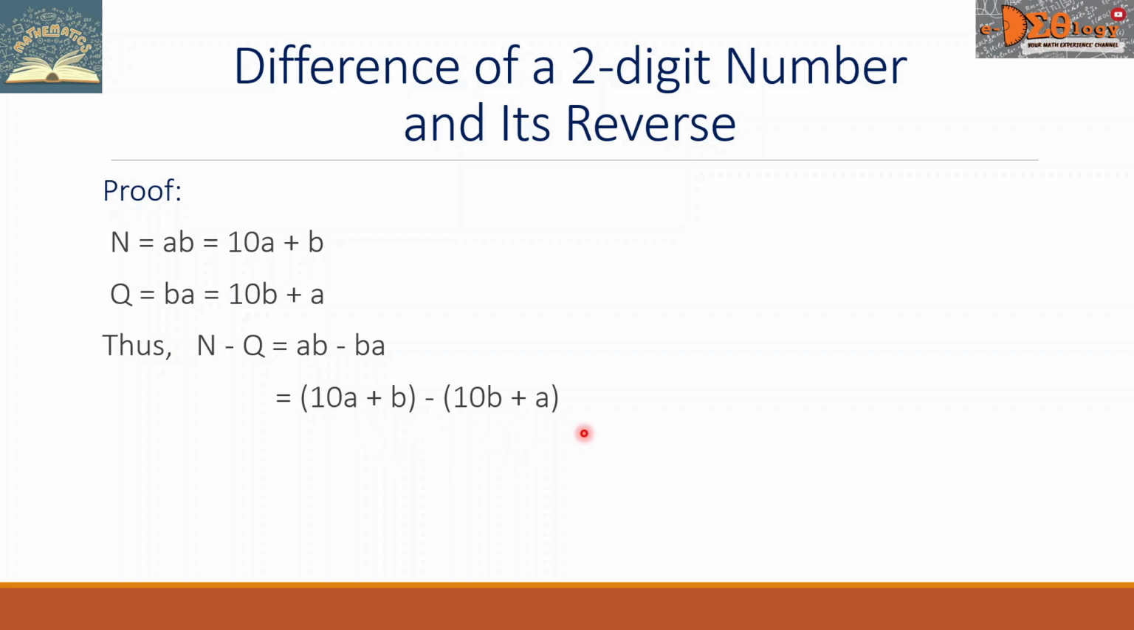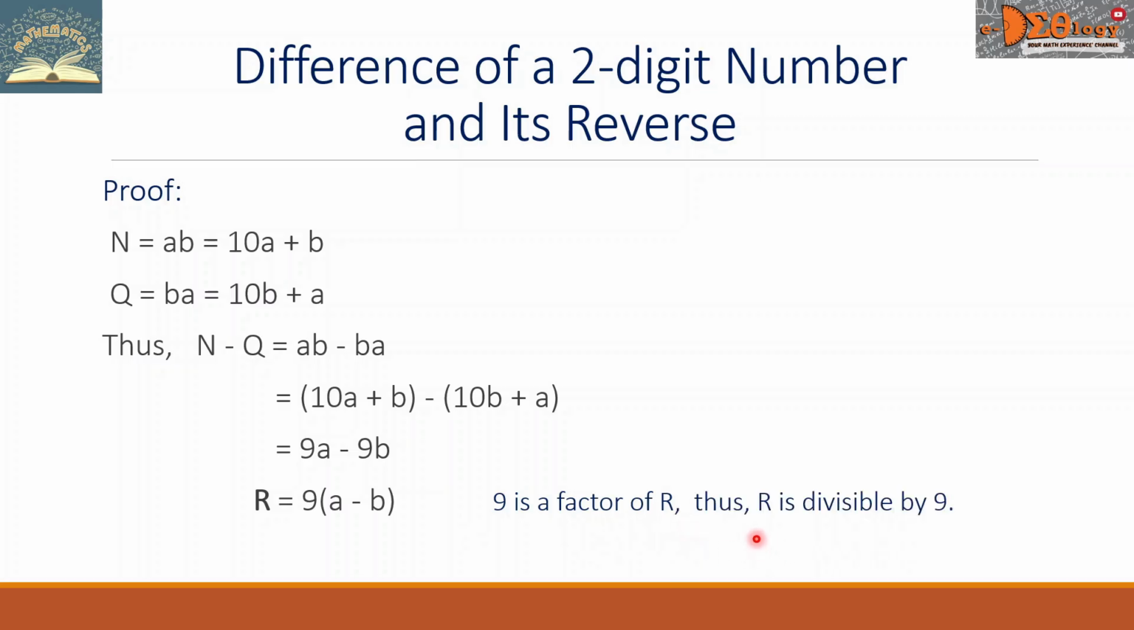Let us simplify this. When we remove the grouping symbols, let us combine like terms. So 10A minus A, we will get 9A. And plus B minus 10B, we will get negative 9B. For the two terms, the number 9 is common. We can factor it out, multiplied by the quantity A minus B. And this new number is R. We can see that 9 is a factor of R. Therefore, R is divisible by 9.